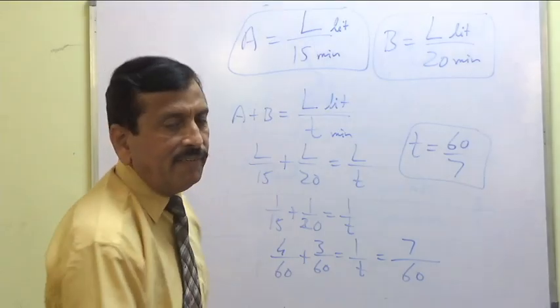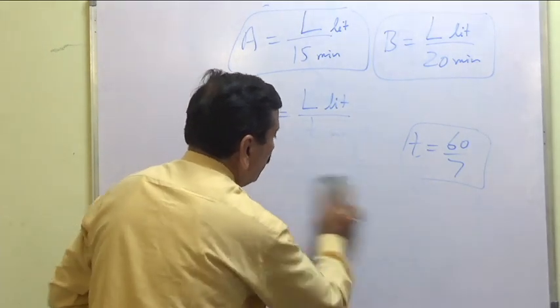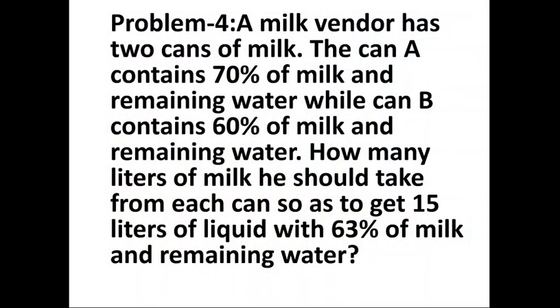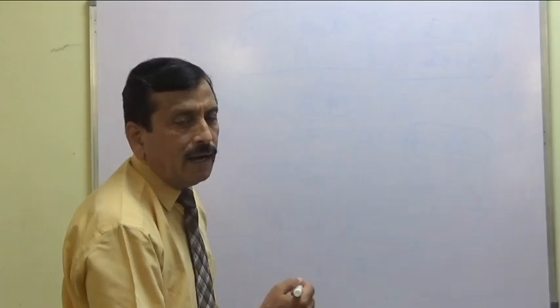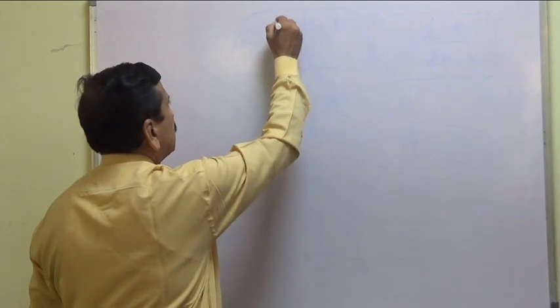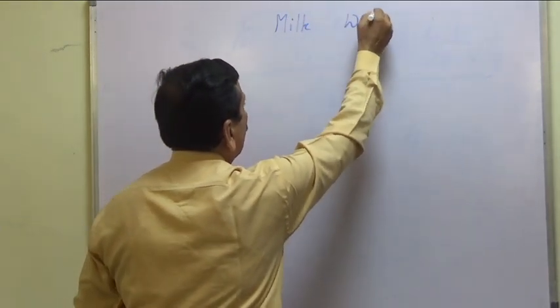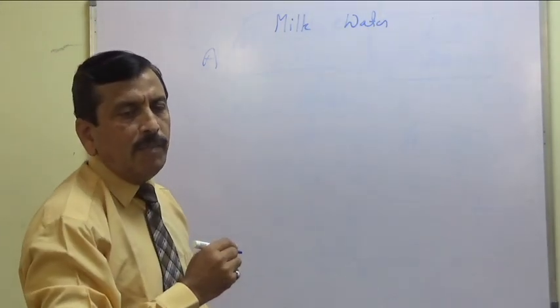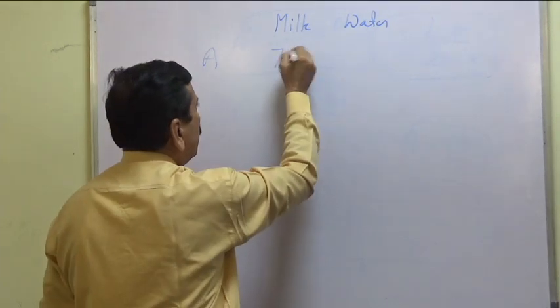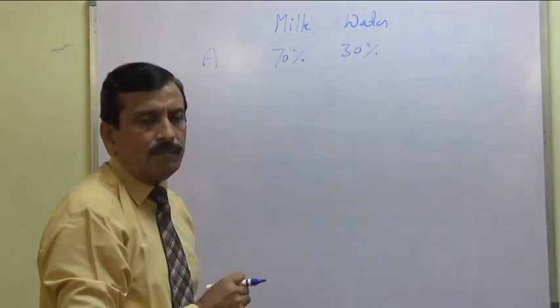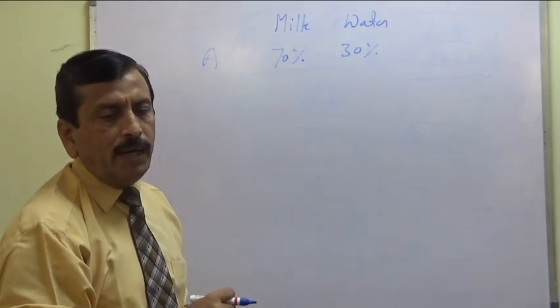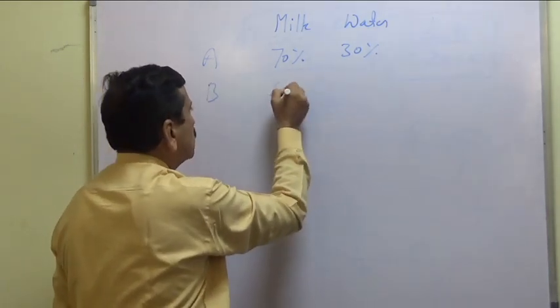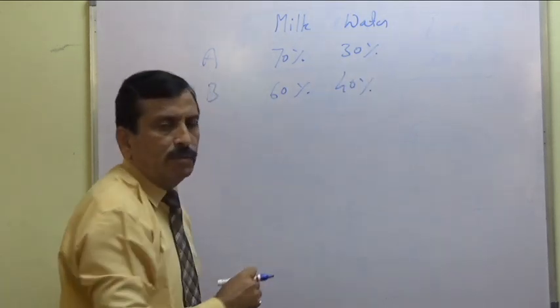The can A contains 70% of milk. Read the problem carefully and we will see how to go about handling the solution. Milk and water. Can A contains 70% of milk and remaining is water. So here 70%, 30%. Can B contains 60% of milk and remaining 40% of water.